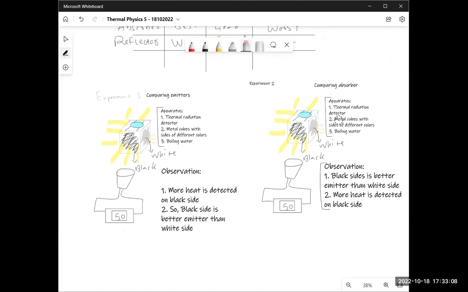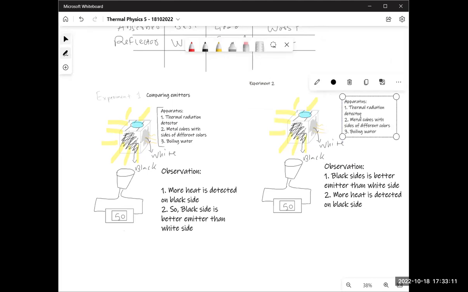The apparatus in this case are going to be: you have a thermometer, you have metal plates of different color, and you need a heater. Not boiling water, but a heater.